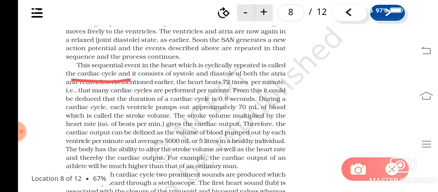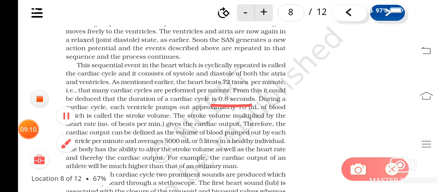We have seen that after one cycle another cycle will start. This cycle consists of what? Systole and diastole. Systole means the contractive phase and diastole means the relaxed phase. Understood? Of both atria and ventricles, this is known as the cardiac cycle, and it occurs 72 times per minute. Means a cardiac cycle will take around 0.8 seconds.